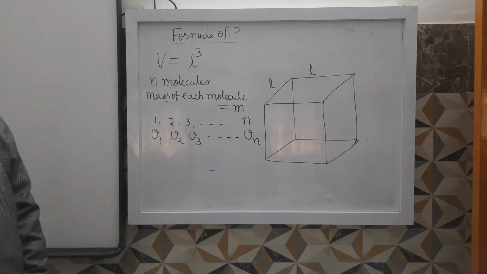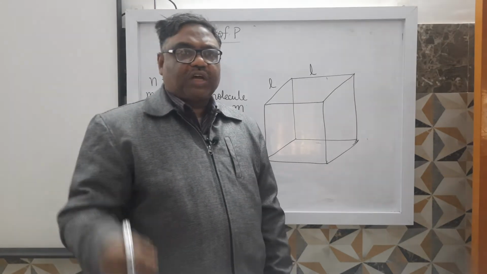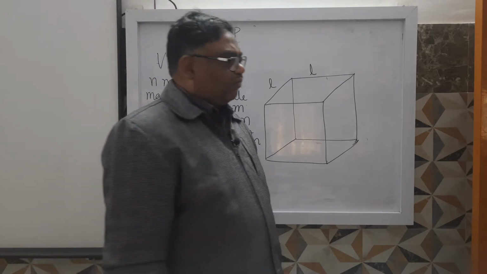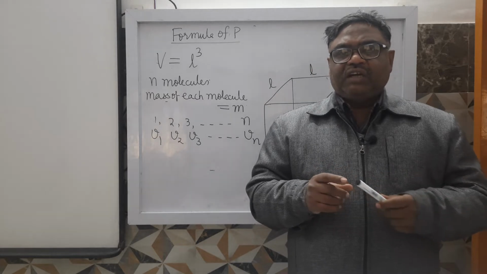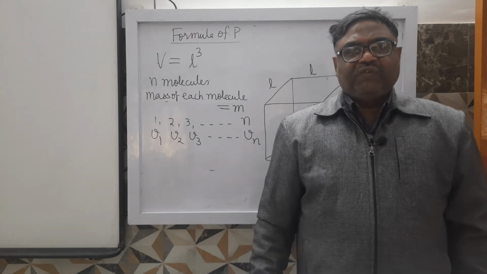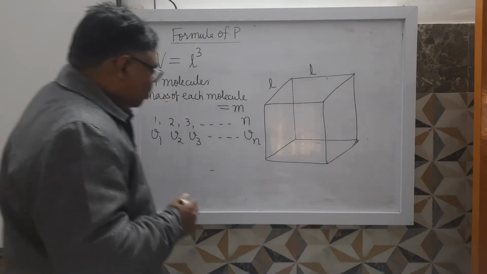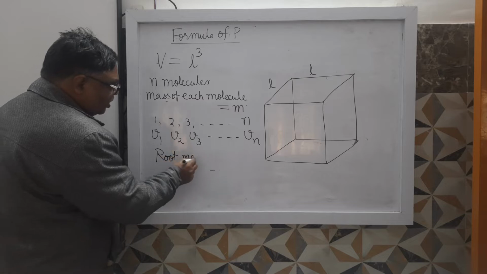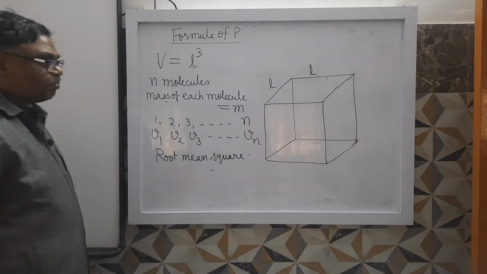We will find out their average velocity, because the different molecules are moving with different velocities. What is the average velocity of the molecule? And the average velocity we will not find by determining the mean or the median. We will determine a different type of average, and that average is called root mean square. This is a different type of average.